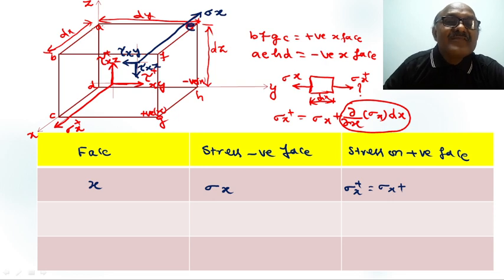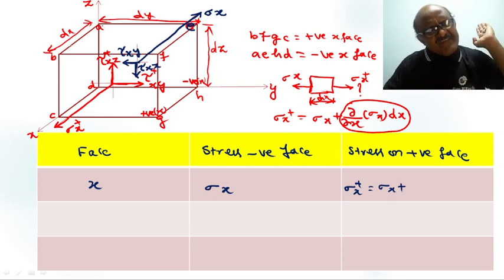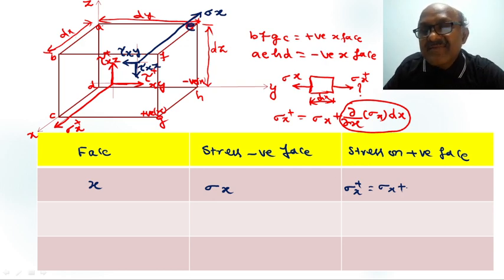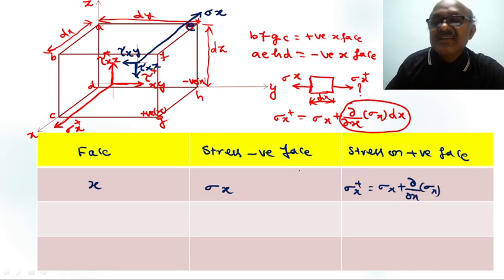When it passes through this distance, there is a change in the stress. The change in stress per unit distance is dou by dou x of sigma x, and for dx distance, it is into dx. Okay. Now consider here a shear stress tau xy. So on the negative phase, the shear stress is tau xy. Similar fashion.